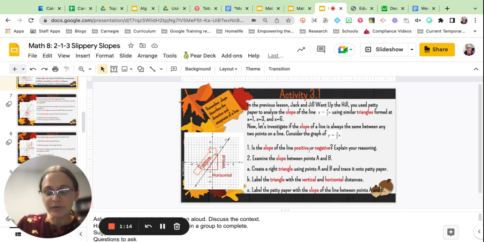So is the slope of the line positive or negative? Examine the slope between A and B. Create a right triangle. We're drawing attention to key vocabulary.